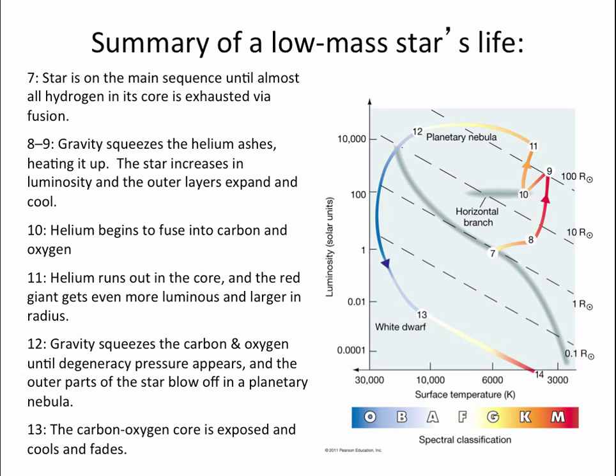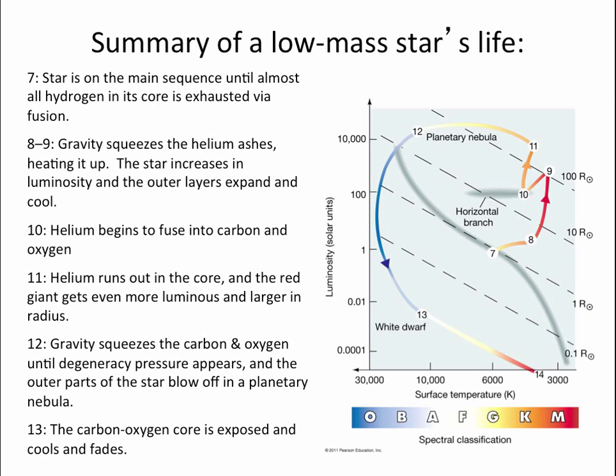So here's a summary of a low-mass star's life. Now your book uses this weird numbering scheme. I've never seen this numbering scheme anywhere else. No one talks about stage 2 of a star's life or stage 5 of a star's life, but I've used those numbers here just to be consistent with your book. After a star forms, it's on the main sequence. That's stage 7 here. So this is a sun-like star.